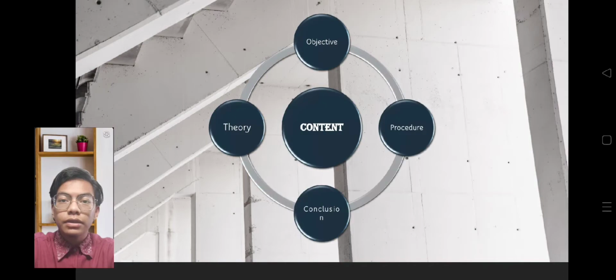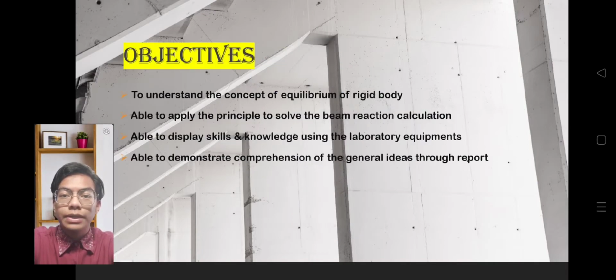For the content of this presentation, we will have the objective, the procedure of the experiments, the theory that is related to the experiment, and the conclusion after we have done the experiment. Now, I will present about the objective for this experiment.